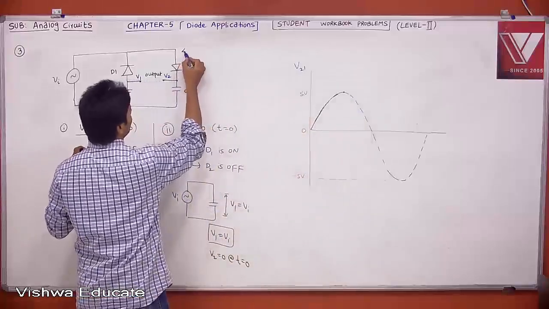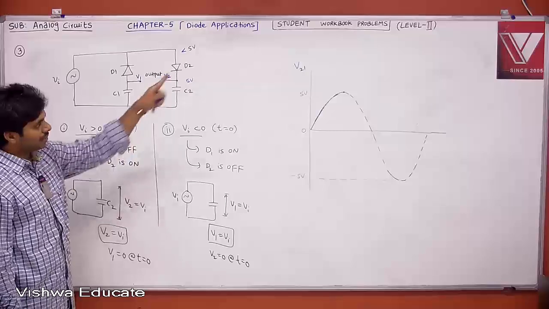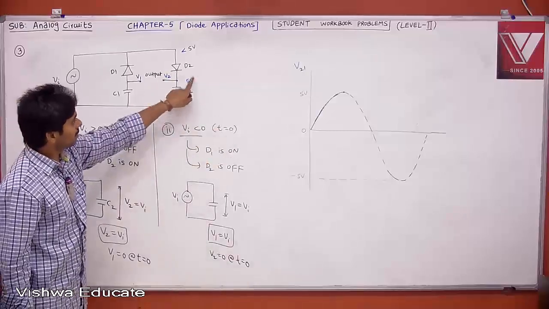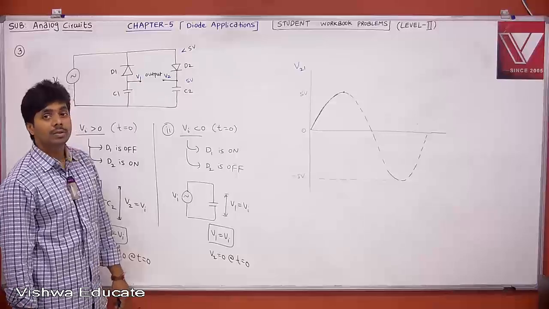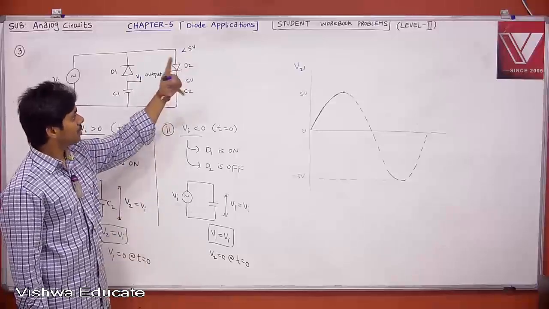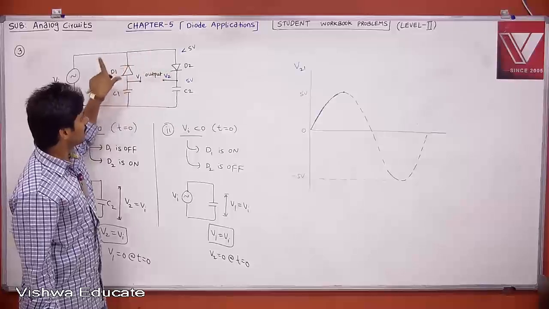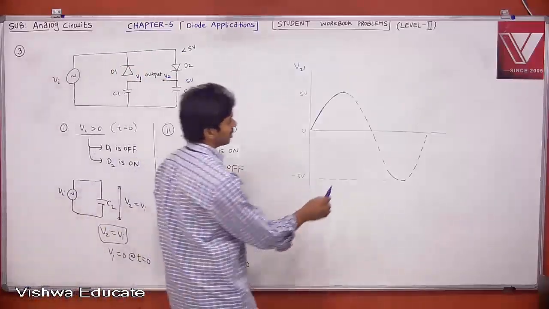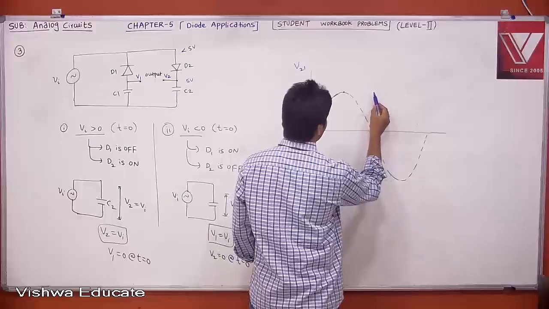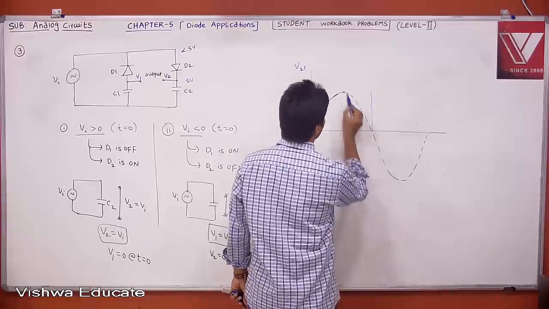When this is less than 5 volt, for the negative half cycle, this is 5, this is less than 5. Then your diode D2 is off. When diode D2 is off, this is off, still this is positive, this is off, then everything is off. Your capacitor is holding 5 volt. Your capacitor is holding till what point? Till this point. Your capacitor is holding 5 volt.